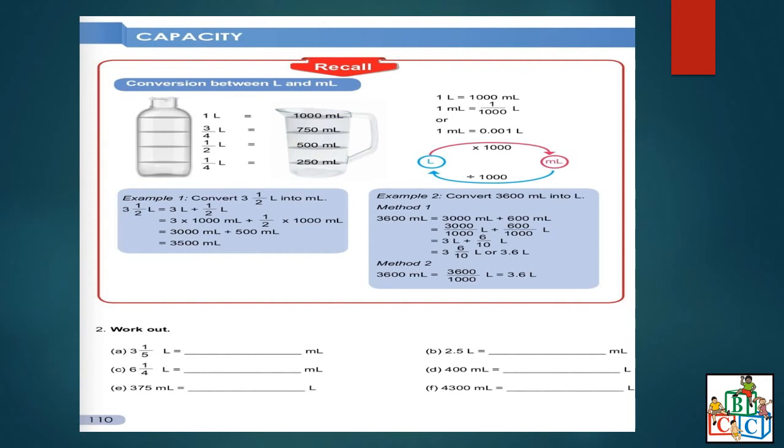Now you have some examples for you. Take a look. Example 1. Convert 3.5 liters into milliliters. So I guess you'll be able to work this out. But here is the step by step.